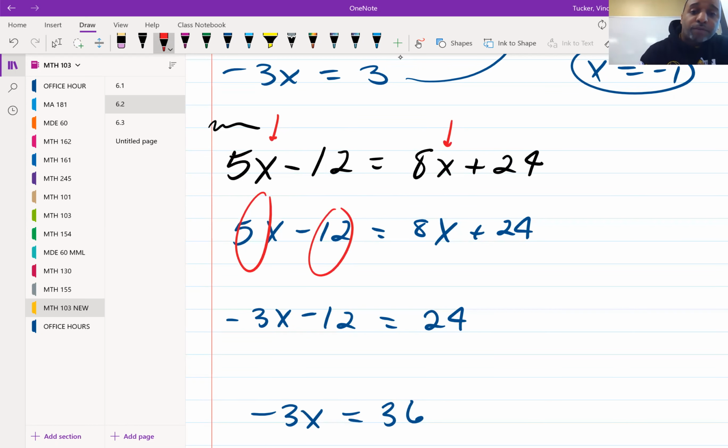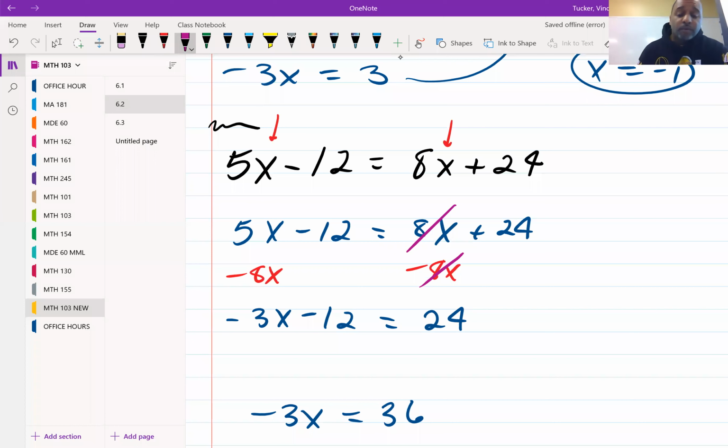So notice we have 4 different terms here. And like I said, it doesn't matter which one you decide to move, as long as you do it correctly, you'll still get the same answer. So I'm going to go ahead and subtract 8x from both sides. I'm trying to move the whole 8x, so I subtract 8x from both sides. 5x minus 8x gives me negative 3x minus 12, and then a negative 8x cancels out on the right, leaving me with just 24.